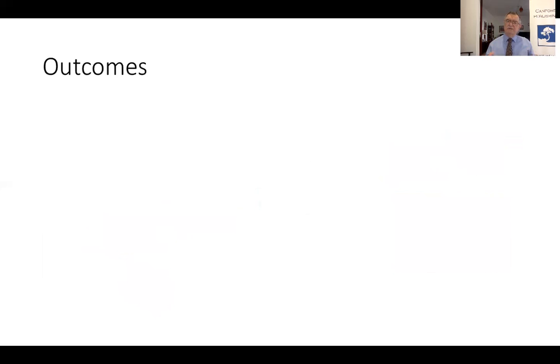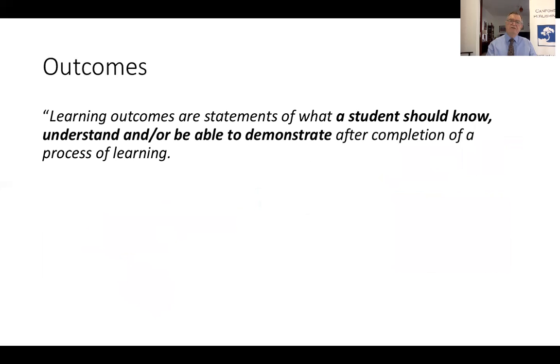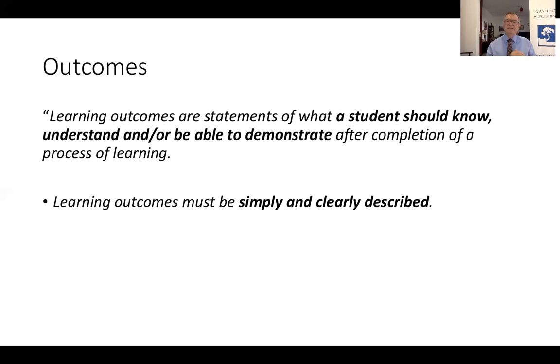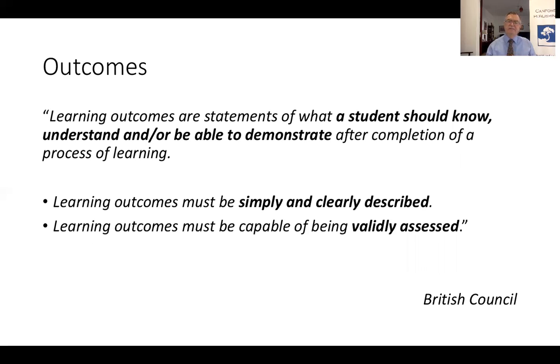So let's turn now to outcomes, and we'll start with some definitions here, taken from the British Council. What are they? Learning outcomes are statements of what a student should know, understand, or be able to demonstrate after completing a process of learning. And there are two important things here. First of all, they must be simply and clearly described, so we know exactly what they are, and there's no ambiguity. And secondly, they must be capable of being validly assessed. So we need to know when the students have achieved the outcomes. There must be an easy way of assessing that.